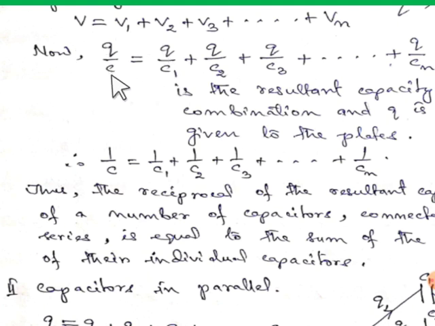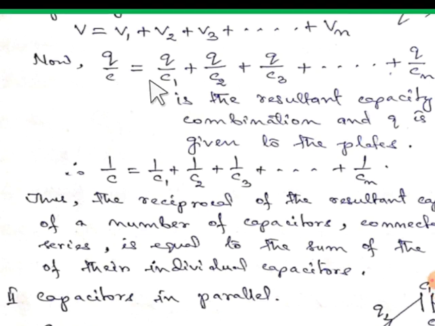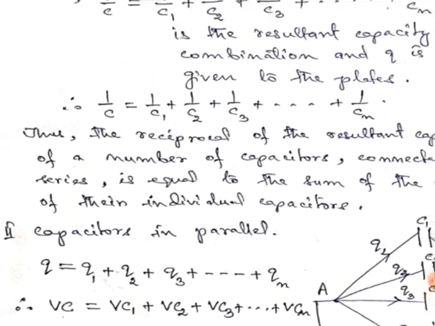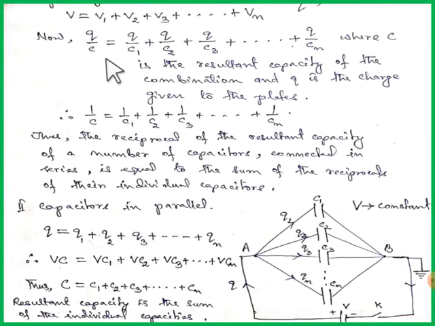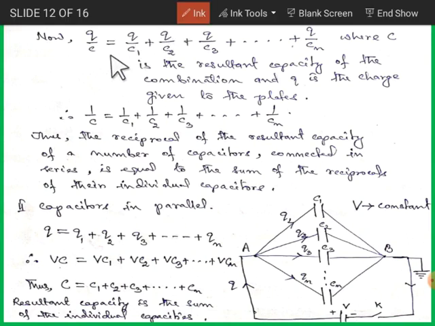What is meant by equivalent capacitance? Equivalent capacitance is the total or net or resultant capacitance of all those capacitors connected in series. In some reference books, you may find this C denoted by CS, C suffix S, where S stands for series combination. Got it?